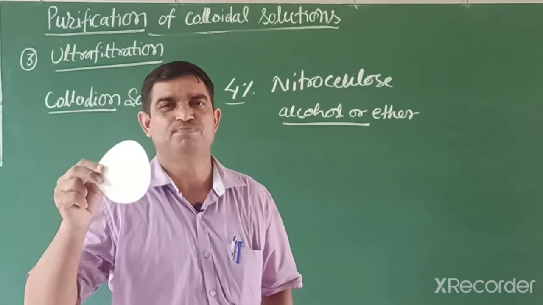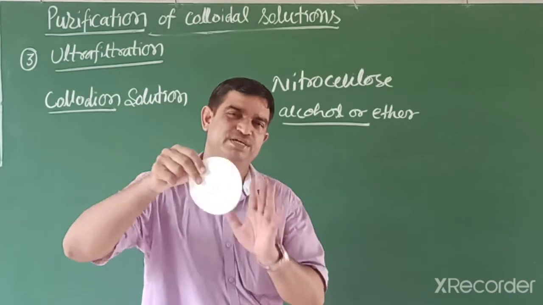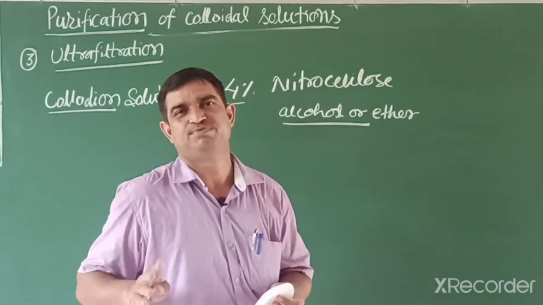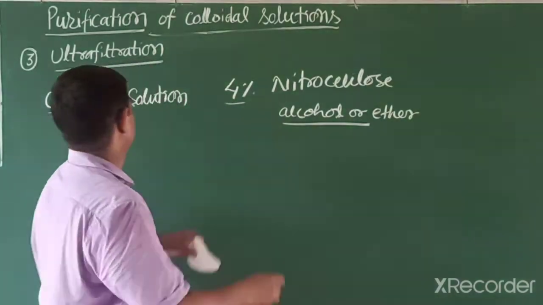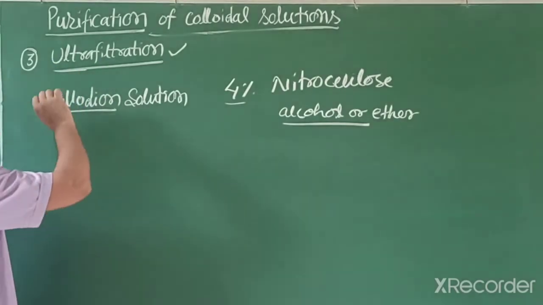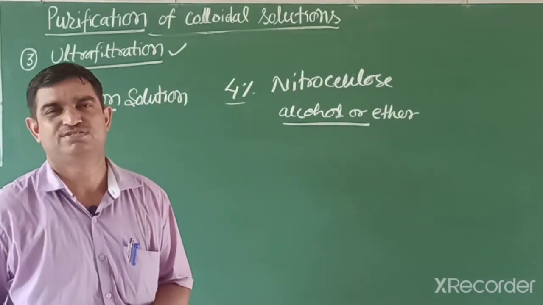After that, the filter paper is placed in formaldehyde. Formaldehyde makes the filter paper hard, and then it is dried. After that we can use this filter paper for ultrafiltration. Ultra means very fine filtration. Only true solution particles can pass.